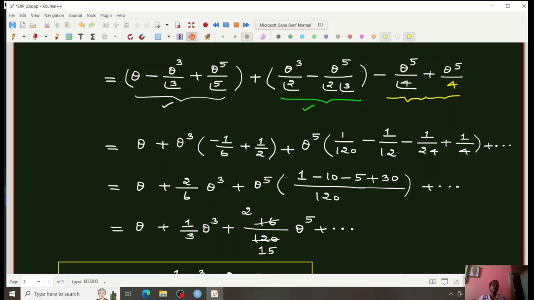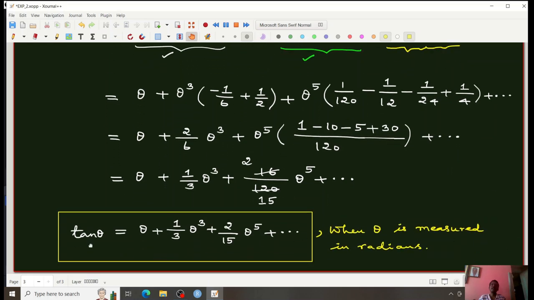So, finally, what we get is tan theta is equal to theta plus 1 by 3 theta cube plus 2 over 15 theta power 5. So, this is the expansion of tan theta in terms of theta when theta is measured in radians. So, this is the type 3 expansion, and we will be doing problems based on this in the next video. Okay? Thank you for watching.